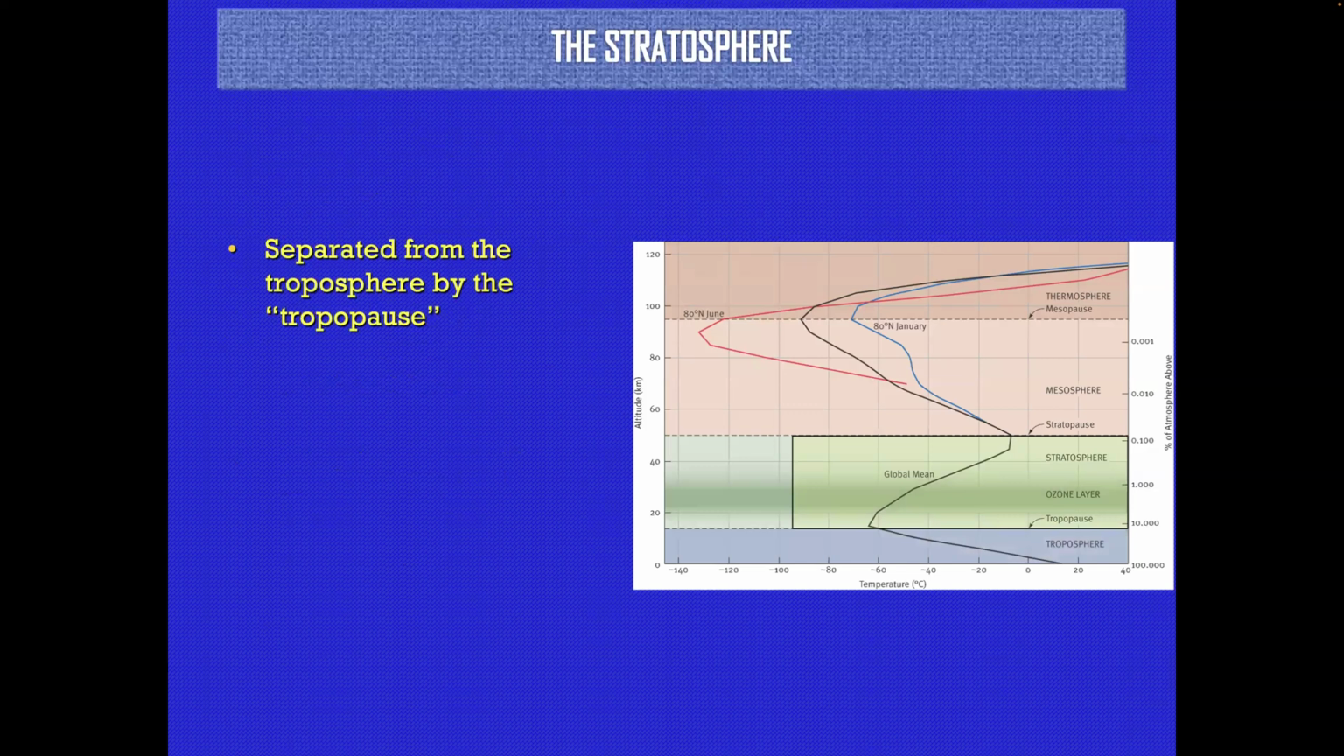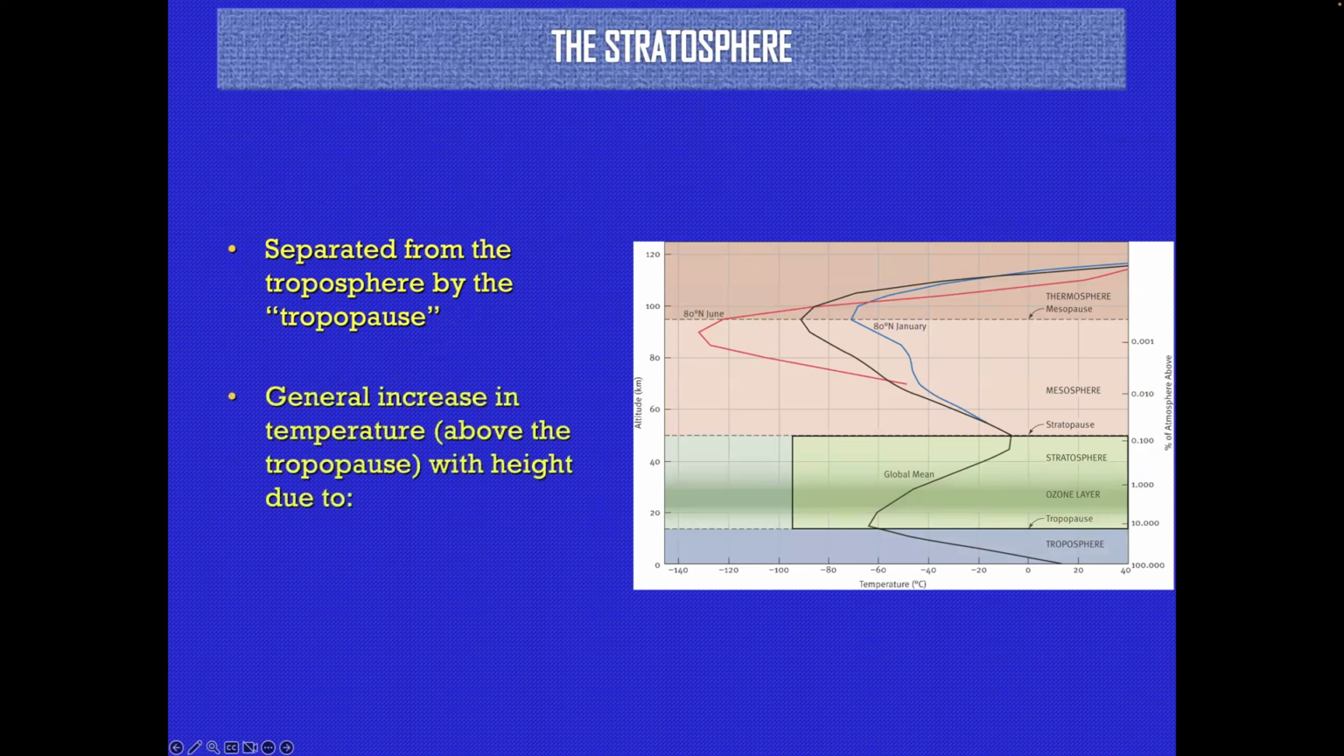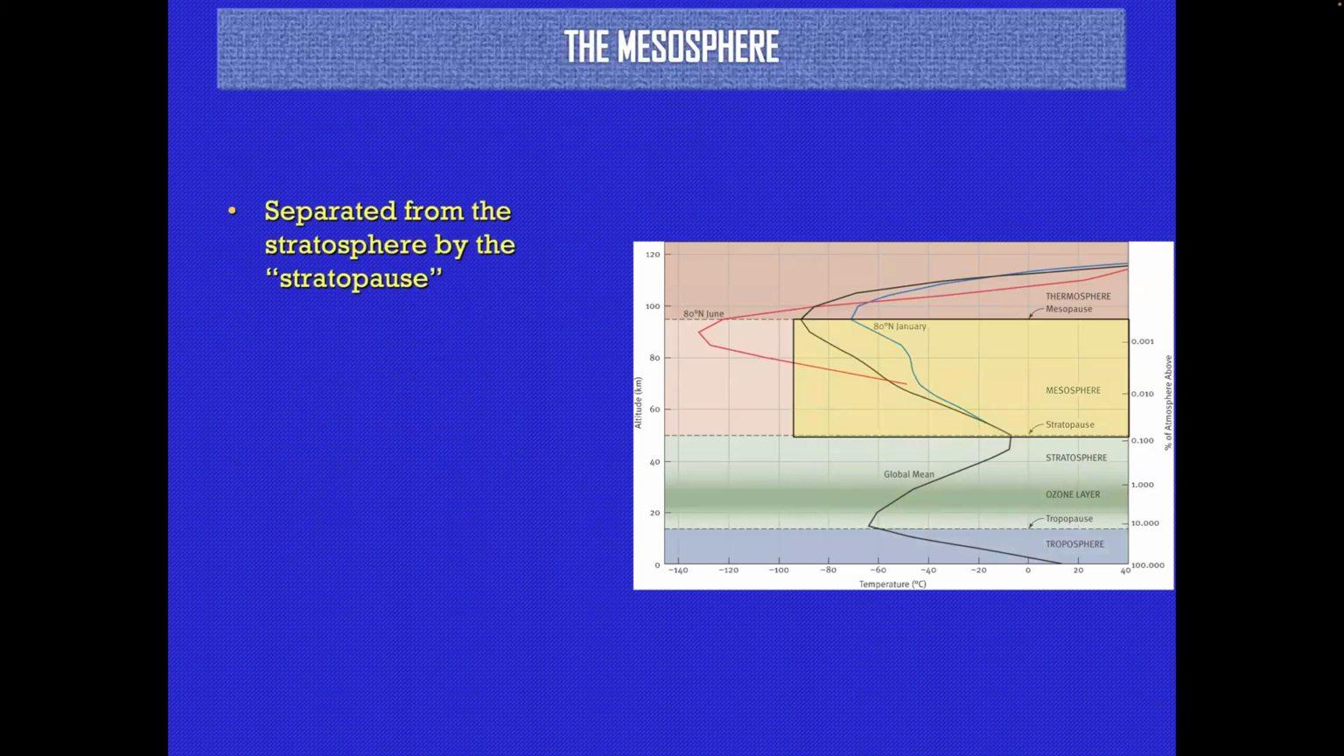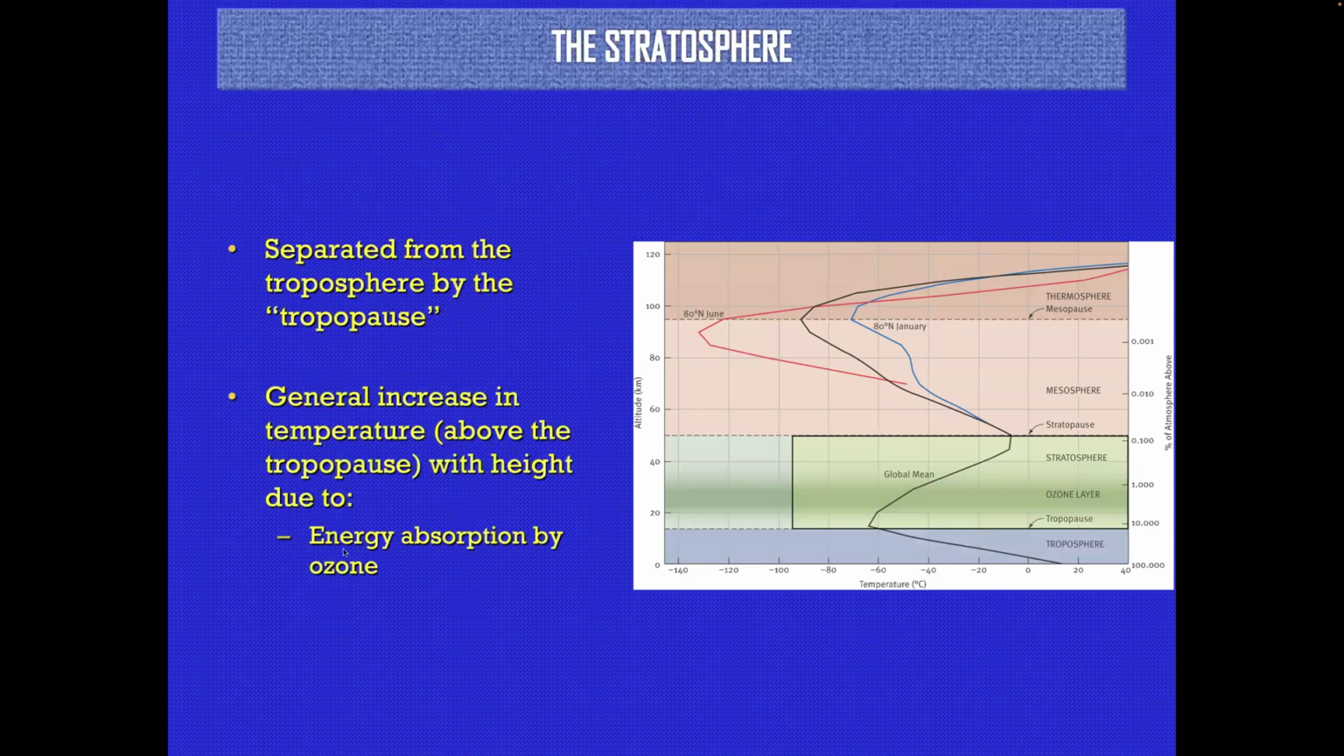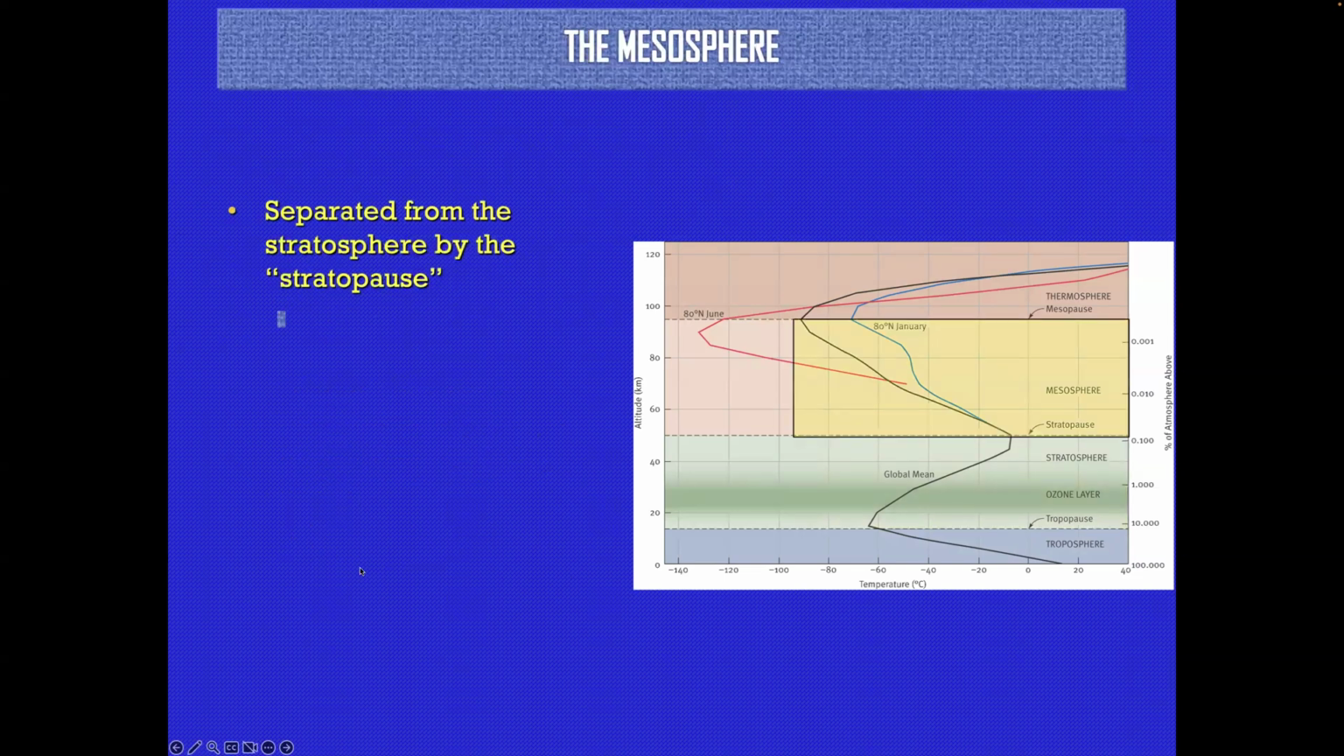The stratosphere is separated by what's called a tropopause, which would be this little line. Think of it as a lid. And generally here, the temperature increases with height, which is a little bit different. And that increase is due to the absorption of ozone. And let me clarify that a bit. Energy absorption by ozone, that would be ultraviolet energy absorption by ozone.